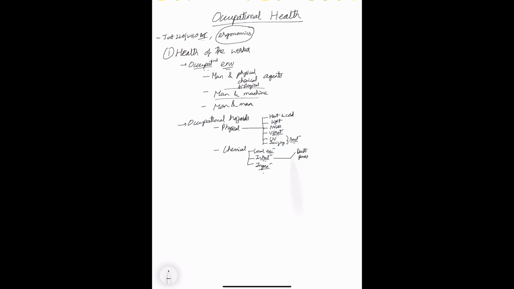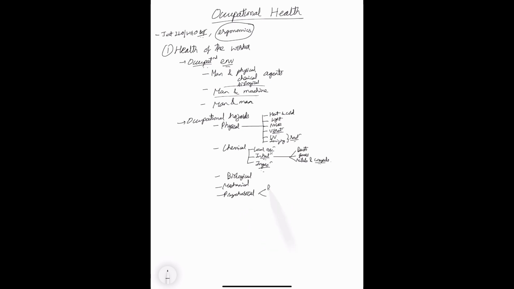Under chemical, we have chemicals that act by local action, inhalation, and ingestion. Under inhalational agents, we have dust, gases, metals, and compounds. Then we also have biological hazards, mechanical hazards, and psychosocial hazards, which include psychological and behavioral changes and psychosomatic ill health.